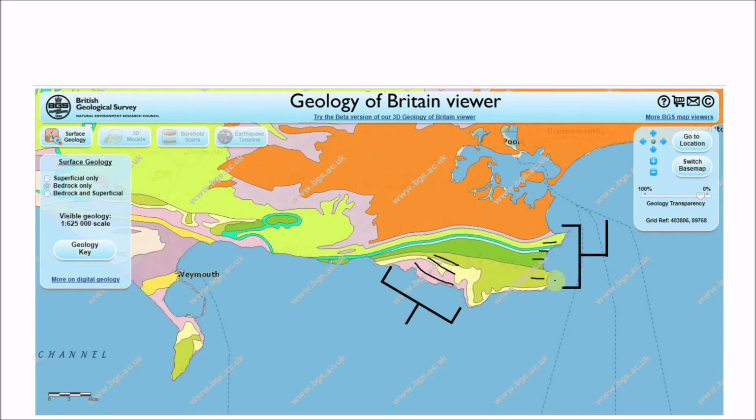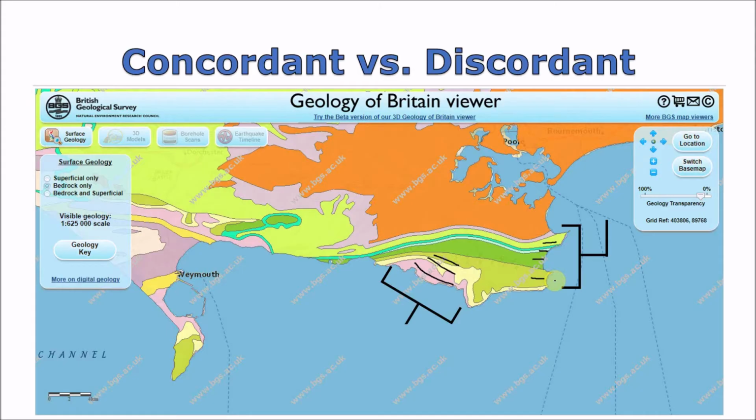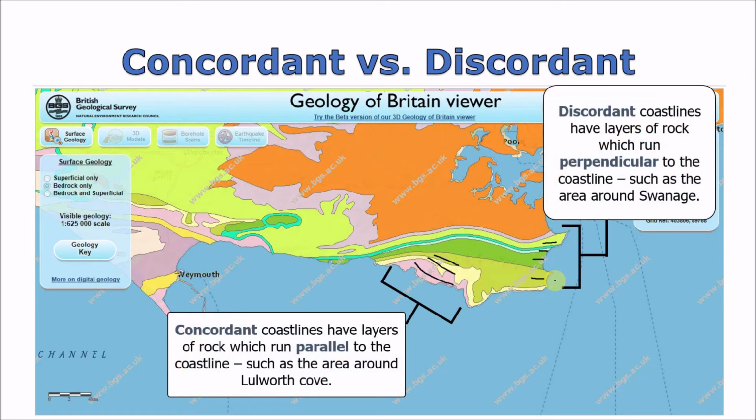Now we have names for these types of coastlines, and we call them concordant and discordant coastlines. Concordant coastlines are these ones here, where we have one rock type exposed parallel to the shoreline. The rock layers run parallel, and therefore only one type of rock is exposed to the sea at any one time. Particularly along this stretch of the coastline in Dorset, so areas around Lulworth Cove or around Kimmeridge, those areas are very typical of concordant coastlines.